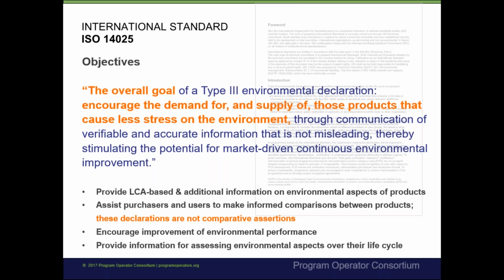They are to assist purchasers to make informed comparisons between products. And we're going to come back to this point later. This is text directly from 14025: to assist purchasers to make informed comparisons between products, although these declarations are not comparative assertions. They are to encourage improvement of environmental performance and ongoing continual improvement, and to provide the information for assessing environmental aspects over their life cycle.